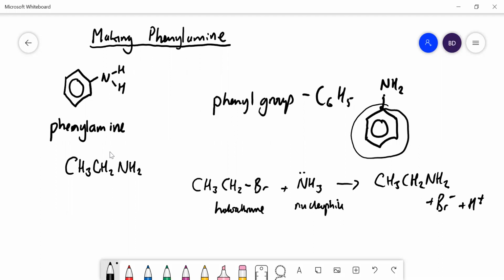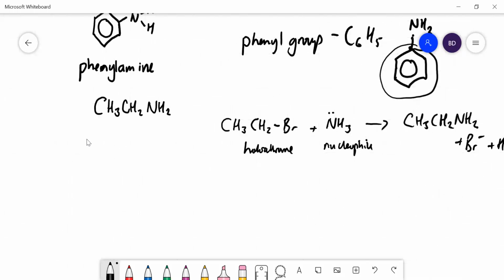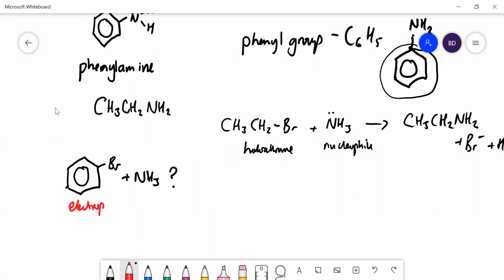Now, could we do the same with, say, bromobenzene? Could we just react that with NH3, with ammonia? And the answer, of course, is no, because what kind of reactions does benzene undergo? It undergoes electrophilic reactions with electrophiles. And this, of course, is a nucleophile, so that's not going to work. So the way in which it's made is this then.